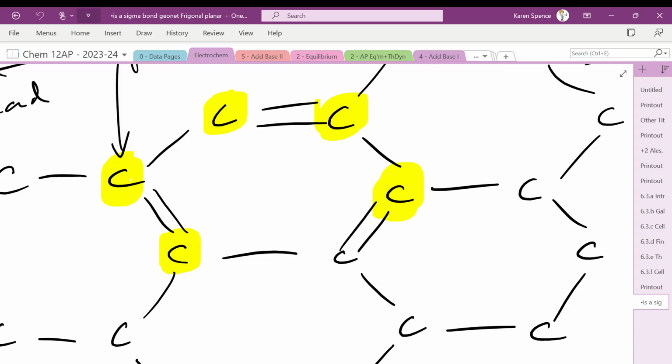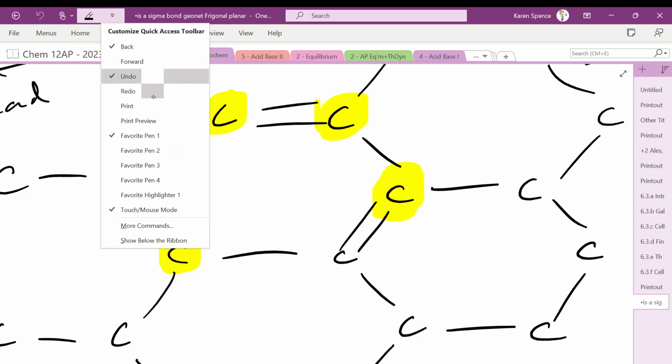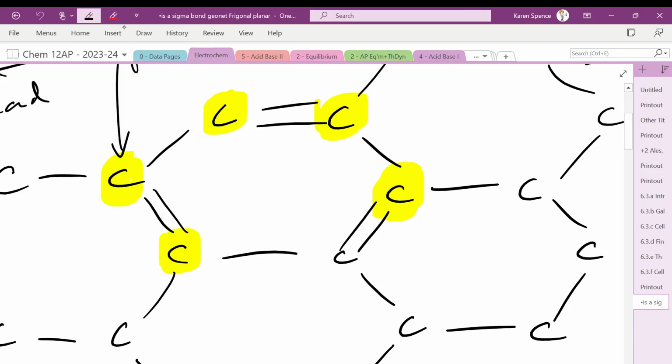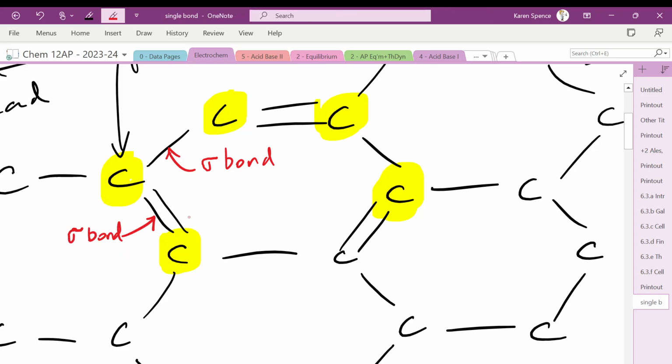Now, what type of bond is a single bond? That is a sigma bond. And when we have a double bond, we have a sigma bond plus a pi bond.